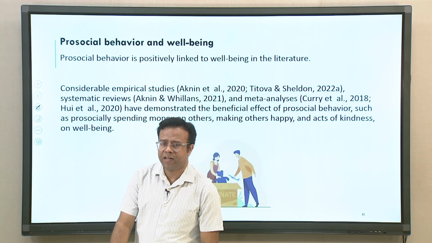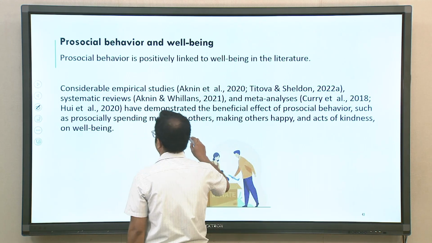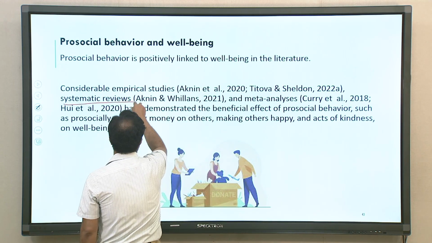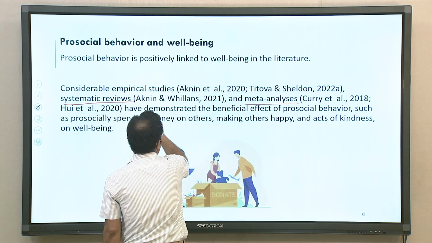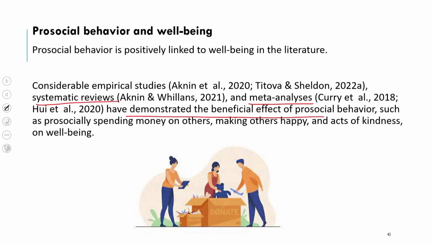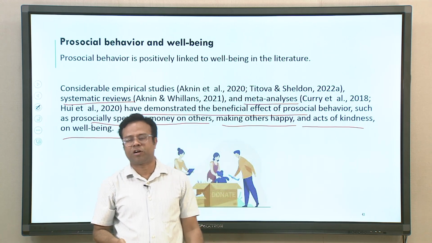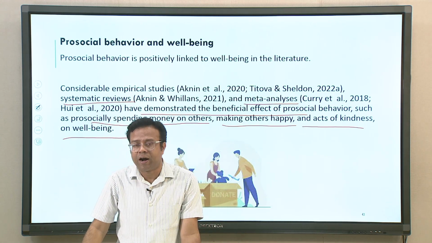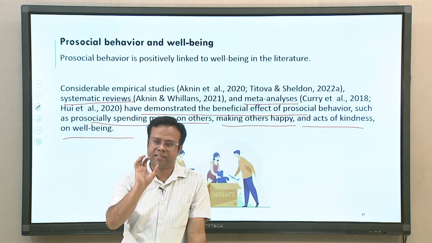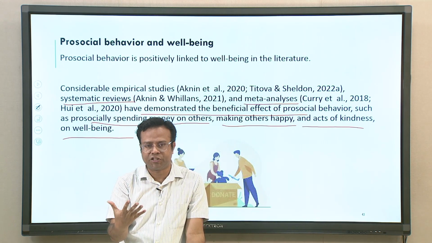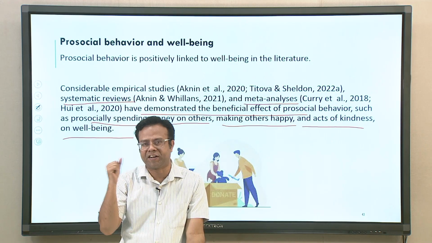A lot of empirical literature and studies, including systematic reviews and meta-analyses, have demonstrated the beneficial effects on well-being of prosocial behavior such as prosocially spending money on others, making others happy, and acts of kindness. All these kinds of behavior, which can be broadly included under prosocial behavior, have a lot of positive impact on well-being, and this has been demonstrated by a variety of research, including systematic reviews, meta-analyses and so on.